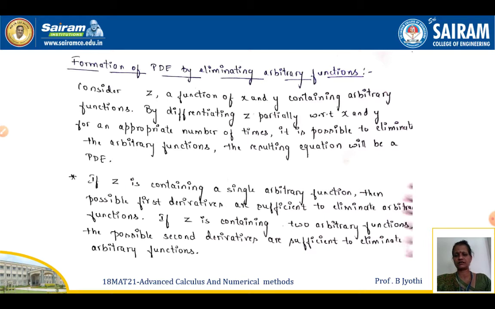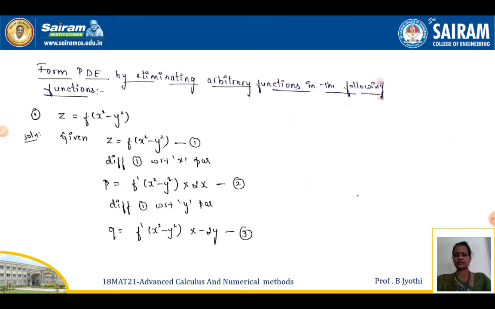It is very clear, z will be a function of x and y. It will consist of some arbitrary functions like f of x, y and g of x, y. If only one function is there, first order derivatives will be sufficient to eliminate it. And if it has two arbitrary functions, in order to eliminate them, we need to take the second order partial derivatives also. So let us see the problems.